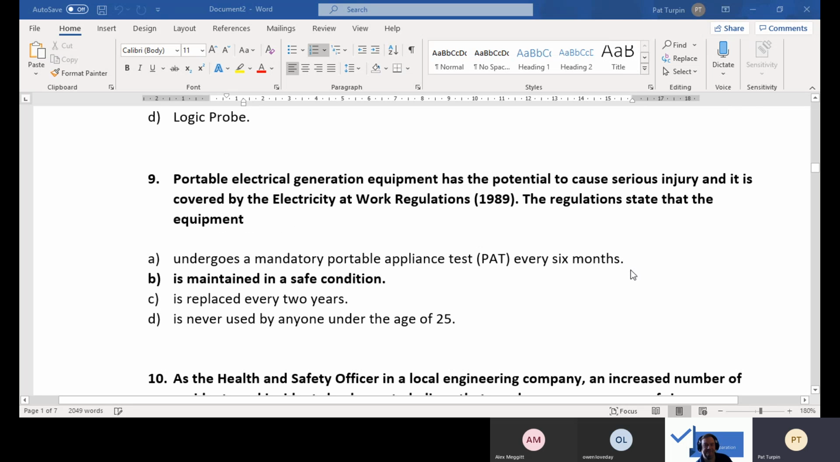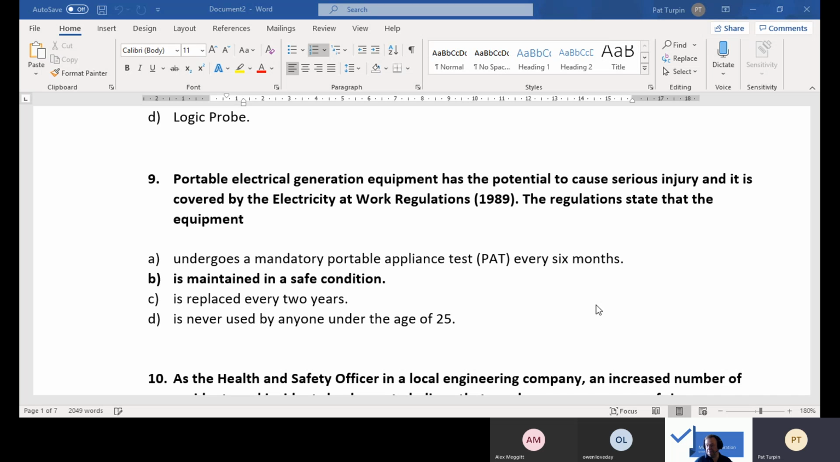Portable electrical generation equipment has the potential to cause serious injury and is covered by the Electricity at Work regs. The regulations state that the equipment is maintained in a safe condition. People argued on a different session I was on that PAT testing has to be done every 6 months. Let's be clear: PAT testing doesn't have to be done every 6 months. That's not what it's asking. It's at the discretion of the owner, isn't it? Yeah, it is. Or of the product.